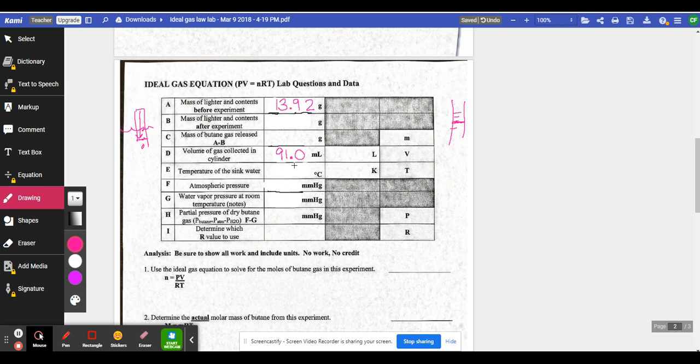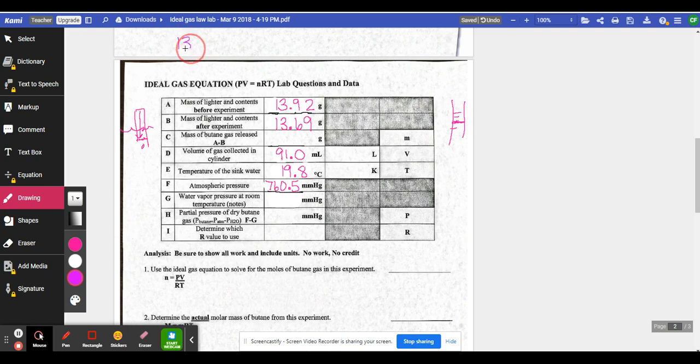Okay. Then we also collected the temperature that was in the sink, and the temperature that was in the sink was 19.8 degrees Celsius. The atmospheric pressure, you saw that we collected at the beginning, so that was 760.5 millimeters of mercury. And so the rest of these are going to come from our calculations. But up here, after we got that data, we took that lighter back out, we remeasured it, and we saw that it went down to 13.69 grams. So now what we can do is calculate this part to get our mass of butane that was released. So let's go ahead and handle that real quick.